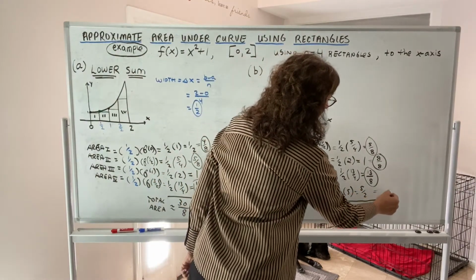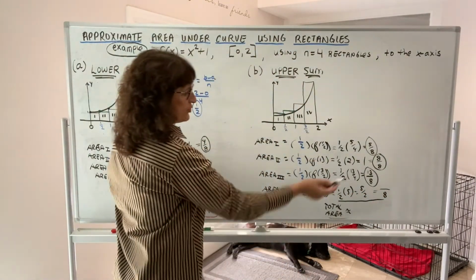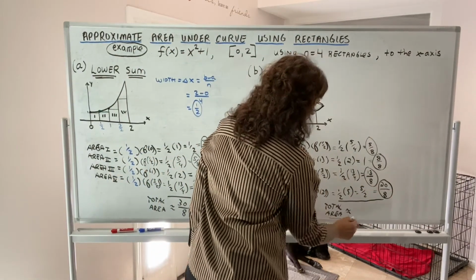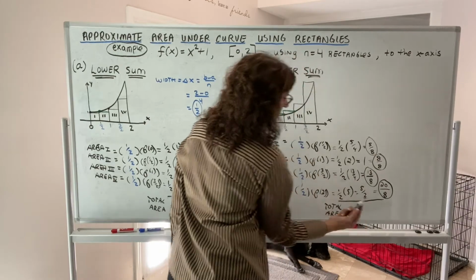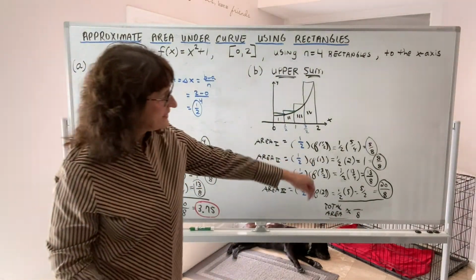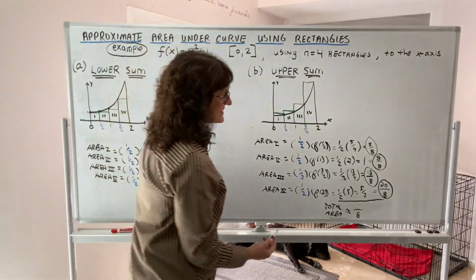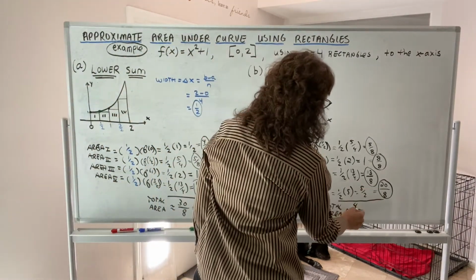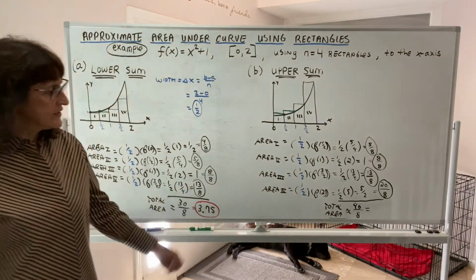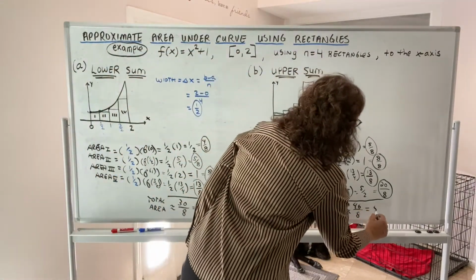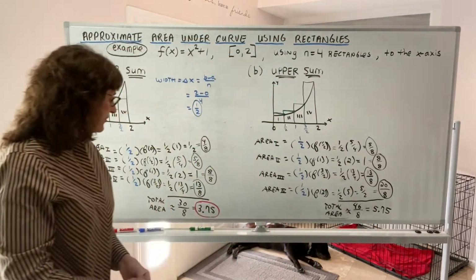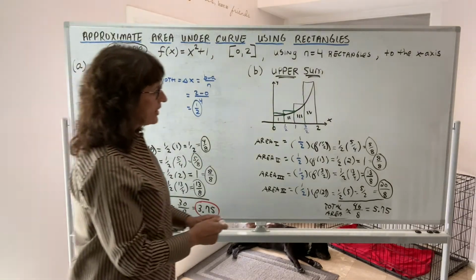Let's write this over 8 so we can combine. 2 goes in 8, 4 times 5 is 20, so 20/8. So you keep the denominator, which is 8, and you combine the numerators. So 5 plus 8 is 13, and 13 plus 13 is 26. 26 plus 20 is 46. Okay, so 46/8 is 5.75 if you change this to a decimal. Okay, and that's your upper sum. So this is what your upper sum is.